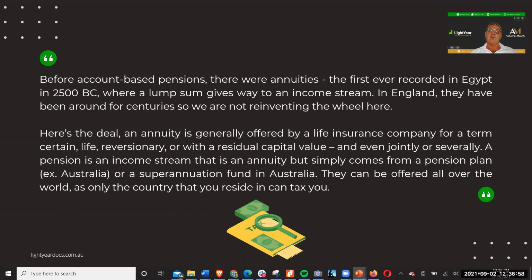And again, with that annuity, as I said before, we've got a position where that annuity can go for 100 years.